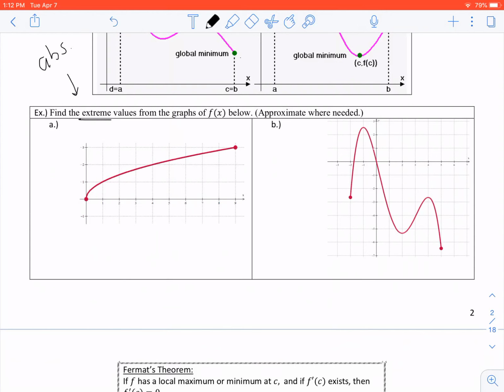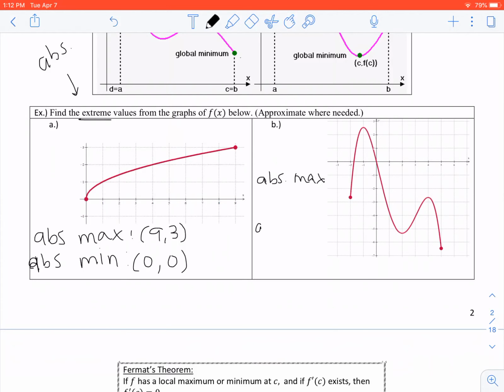So, absolute or global maximums and minimums. We have an absolute max and an absolute min. Our absolute max on here is occurring at (9, 3) at the endpoint, and our absolute min is occurring at (0, 0) at our other endpoint.